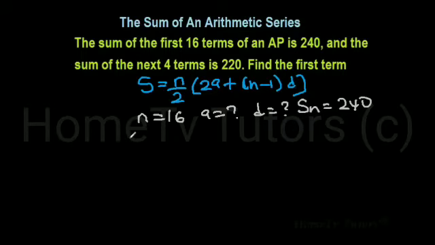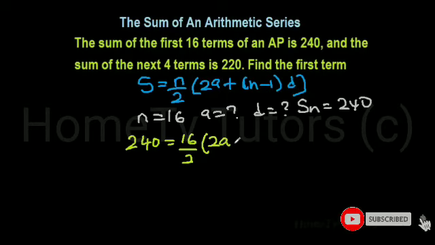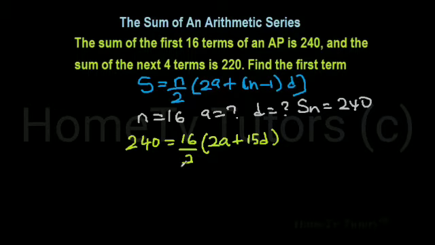So for the S now we have it as 240. Then for n we have 16 over 2. The first term is still unknown. Then 16 minus 1, that is 15, so we have 15d. Now if we go ahead to divide 16 by 2, we have 8. So we have 240 equals 8.